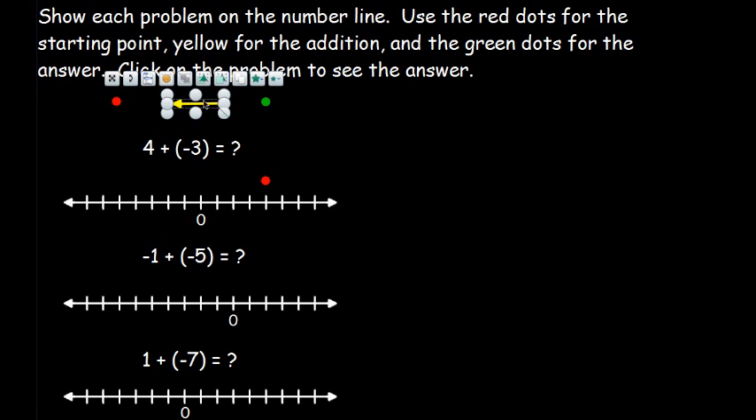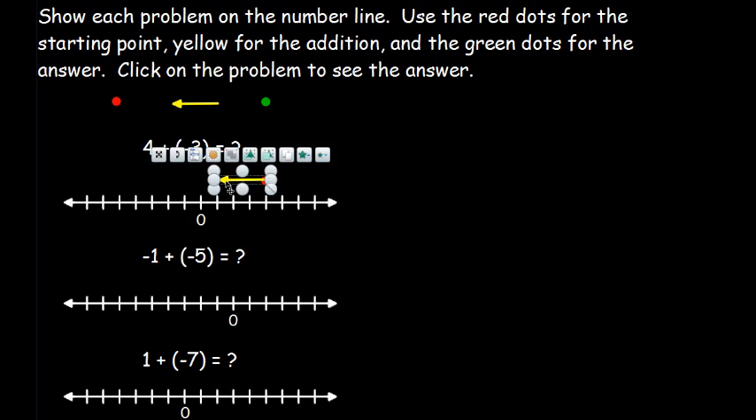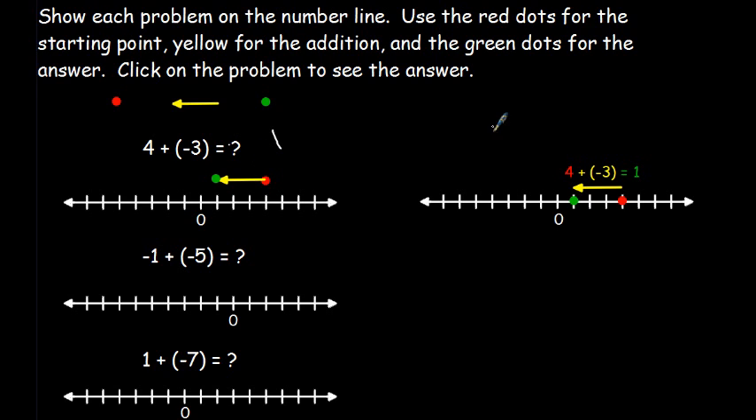Adding a negative, so we want to try and hold on to this. Alright, so add negative 3, so 1, 2, 3. So that's where I'm going to end. So that's 1 to the right, so 4 plus negative 3, I'm going to say is positive 1. Nice job. Alright, since I have a negative 1 as my first one, that's where I'm going to start.